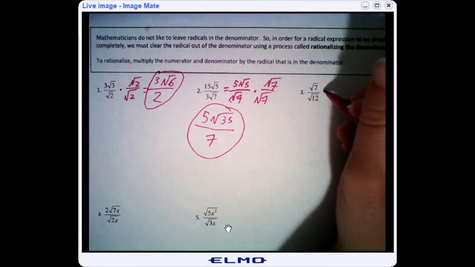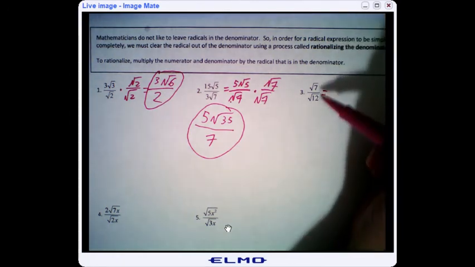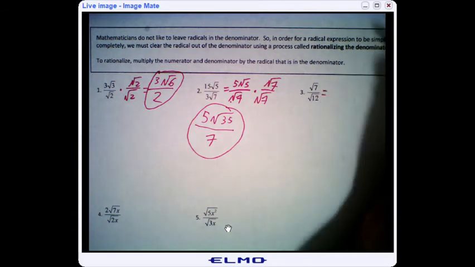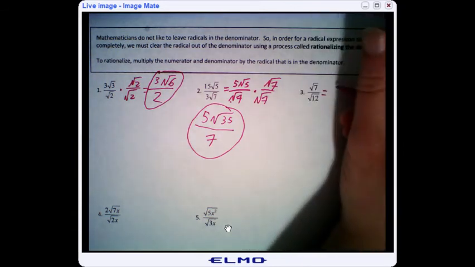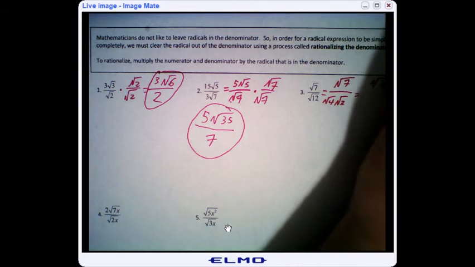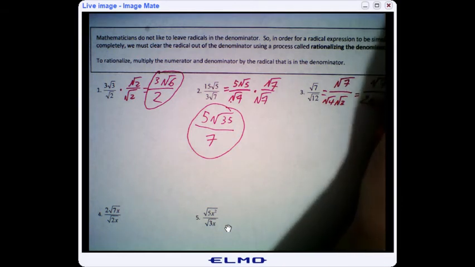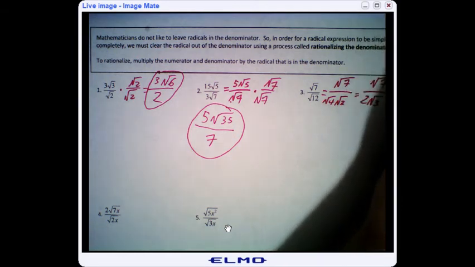For 3, I could multiply top and bottom by square root of 12, but I can simplify that square root of 12, so I'd like to do that first. So I have square root of 7 divided by square root of 4 times square root of 3. So we get the square root of 7 being divided by 2 square roots of 3. So I'm going to multiply top and bottom by just square root of 3.